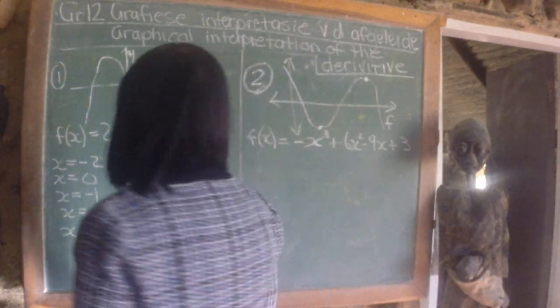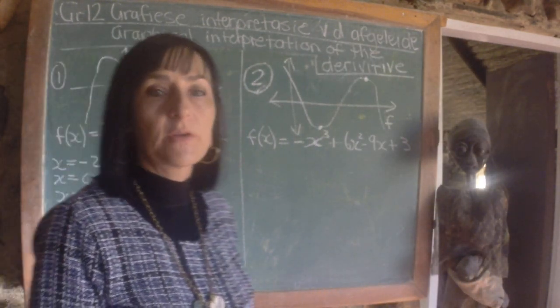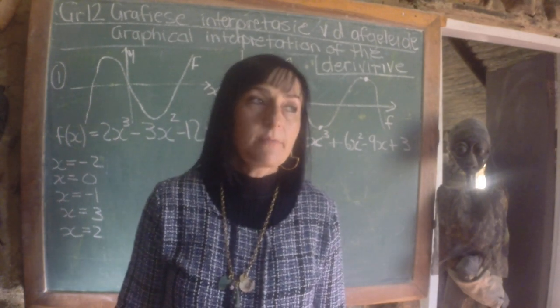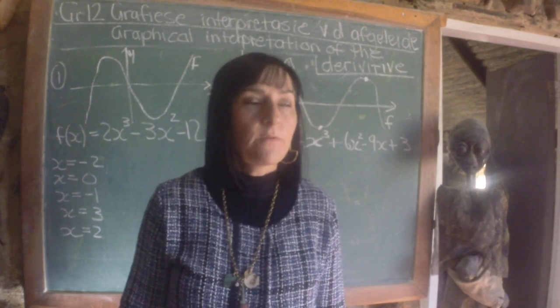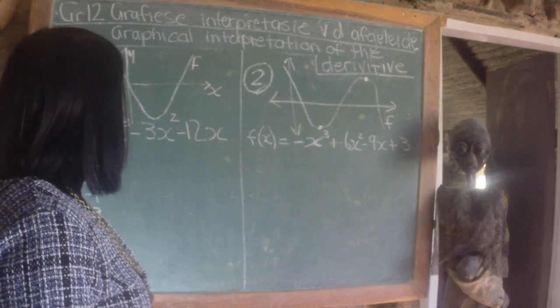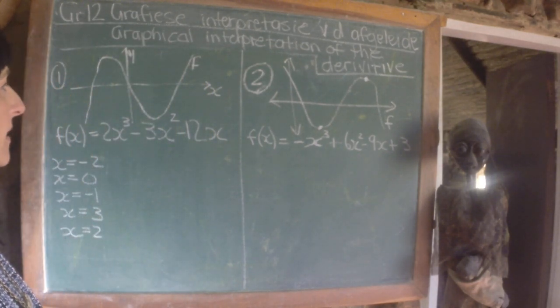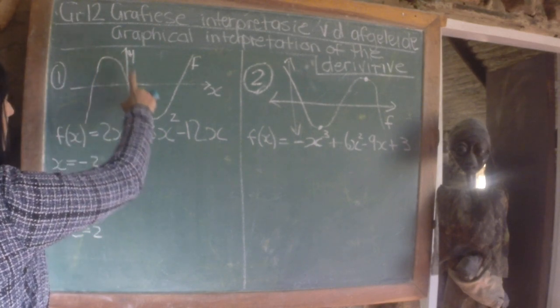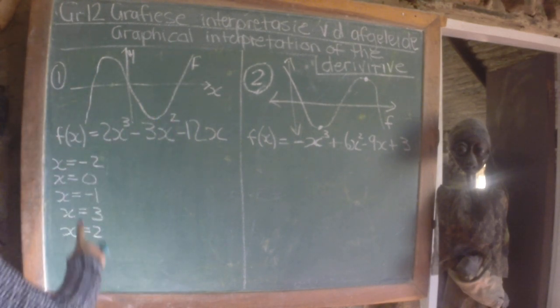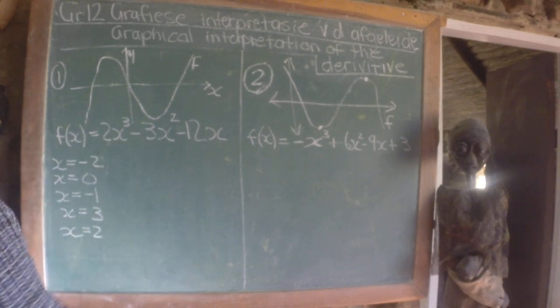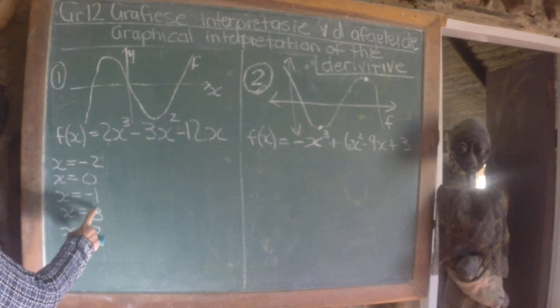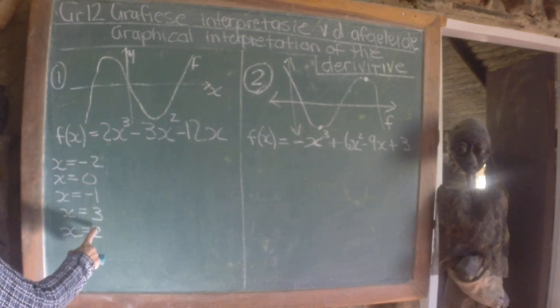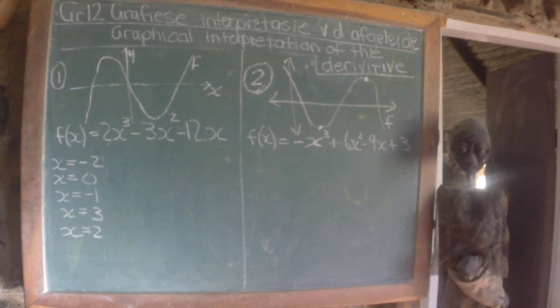We're going to now exercise what we've just spoken about the lesson before. Ons gaan nou gou-gou kyk hoe help die afgeleide my in my funksies. So let's look at number 1. We've got a function over here, third degree function, en sy naam is 2x tot die derde mag minus 3x kwadraat minus 12x. En die vraag is hier, gaan kyk by al hierdie x-waardes, min 2, 0, min 1, 3 en 2, of die funksie styg of daal.